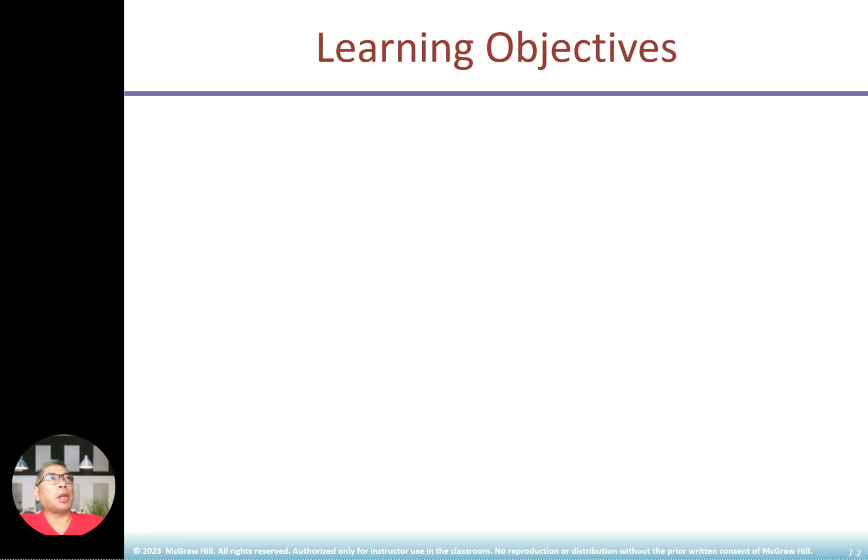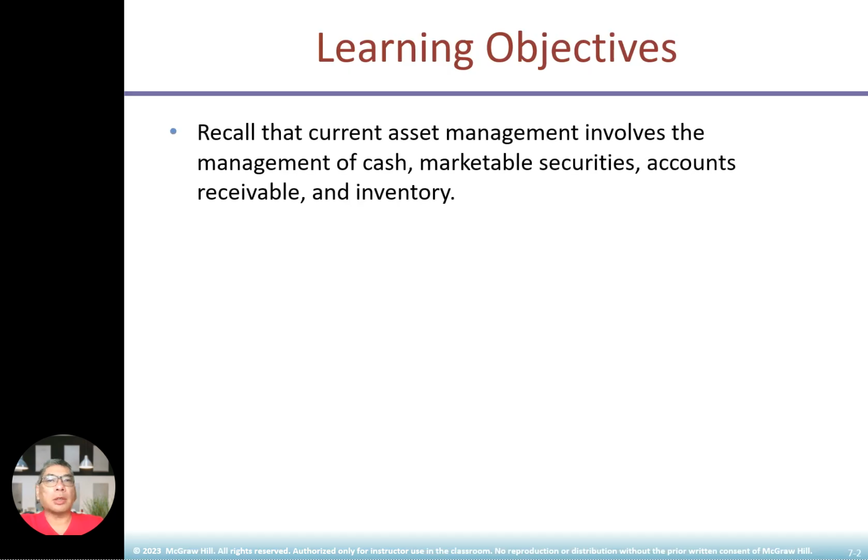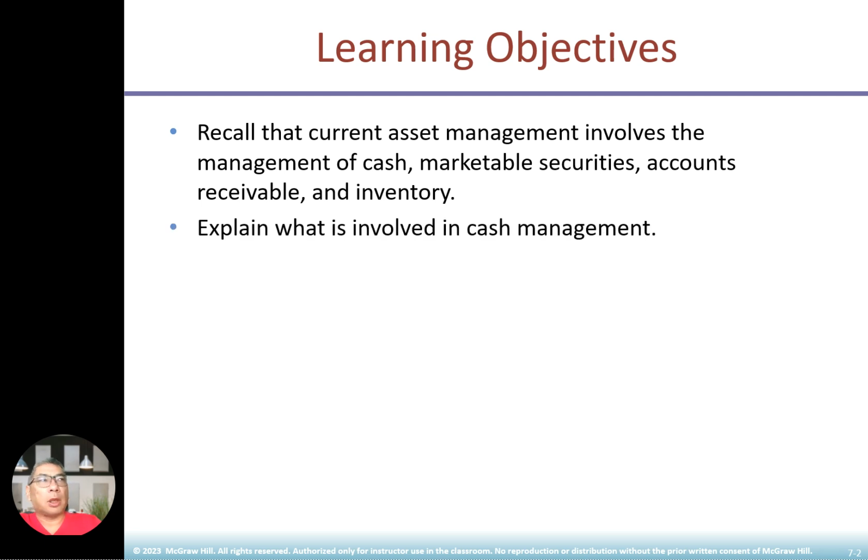There are a number of learning objectives here. We're going to discuss them one by one. Recall that current asset management involves the management of cash, marketable securities, accounts receivable, and inventory. This is a very important part of the company. If there is an excess of cash or marketable securities in the current assets, as well as current asset management, make sure there's enough liquidity.